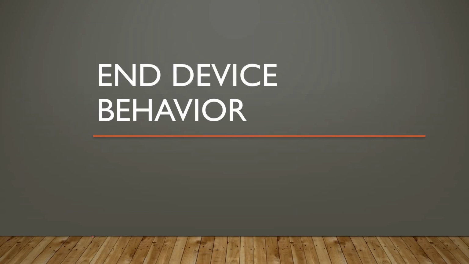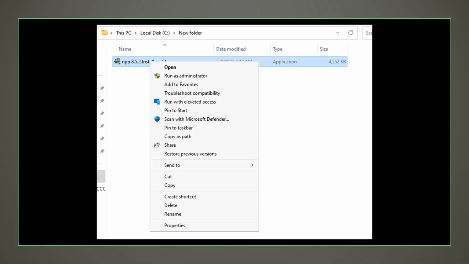Okay, so now we are going to understand the end device behavior. So this is a device in which endpoint privilege management has been set up. And right now, if I right click on Notepad++ in a Windows 11 machine, I see an option which says run with elevated access.